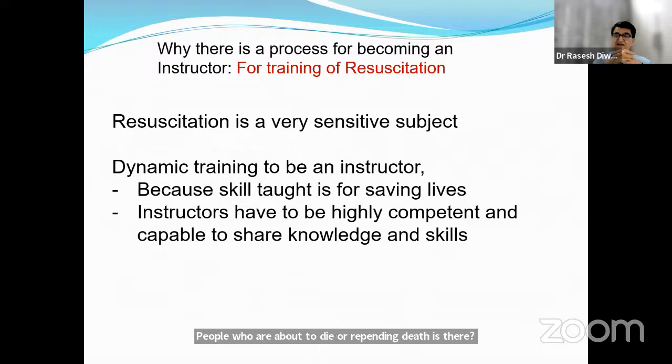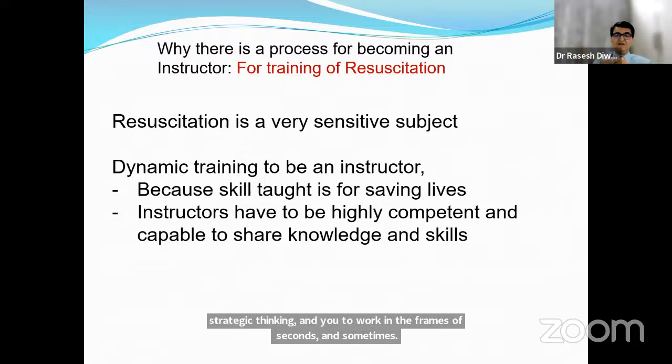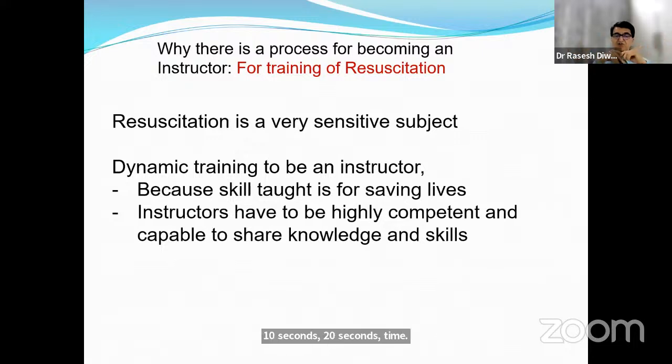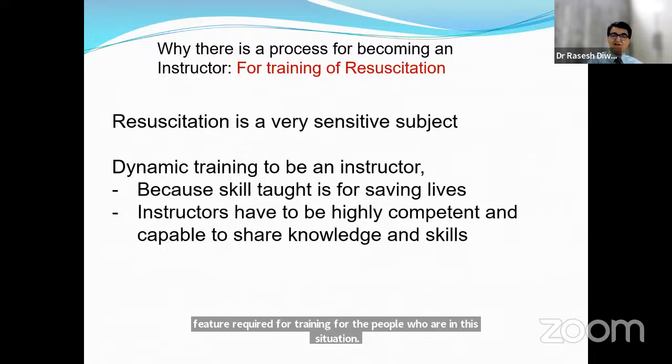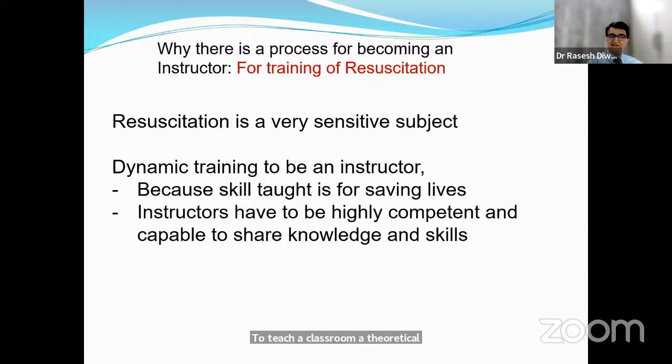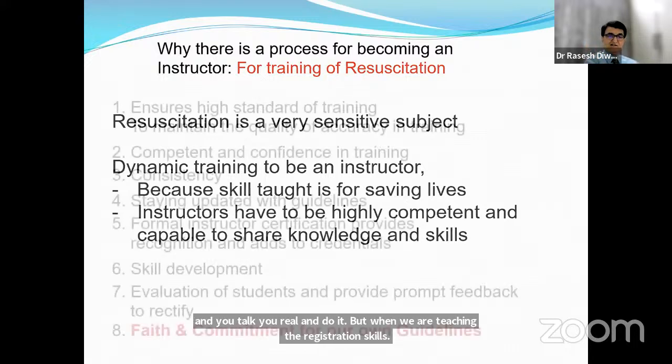And these instructors, when we come to strategic thinking, have to work in frames of seconds, sometimes 10 seconds, 20 seconds. Instructors have to be highly competent and capable to share knowledge and skills. So there's an additional feature required for training people in resuscitation. To teach a classroom theoretical lecture, you prepare well, you make your presentation, you rehearse and do it. But when we are teaching resuscitation skills in workshops, it requires additional skills.